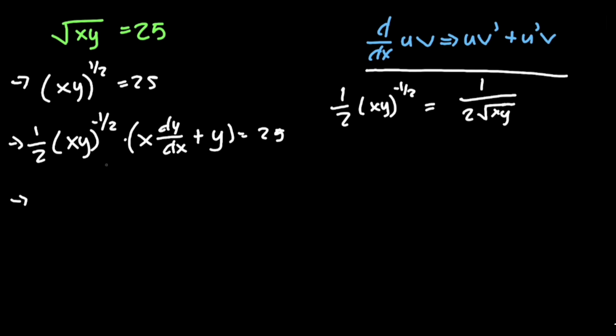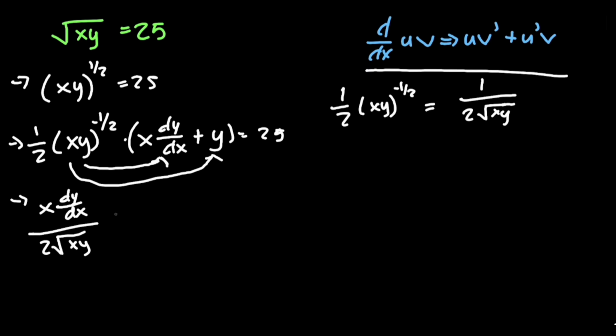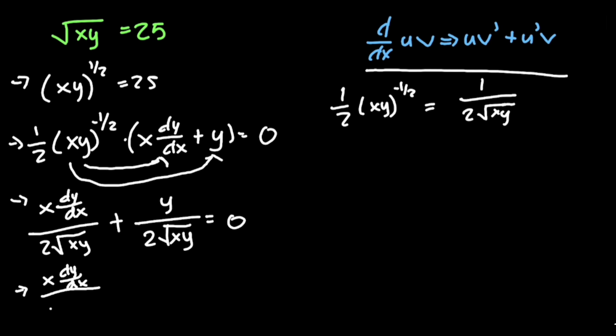So, distribute this for this and also distribute that to y. So you will get x multiplied by dy over dx over 2 square root of xy plus y over 2 square root of xy is equal to 0. This should be 0, I'm sorry. So, isolate this first, so we'll get x multiplied by dy over dx over 2 square root of xy is equal to negative y over 2 square root of xy.